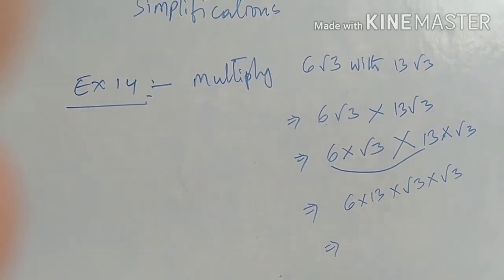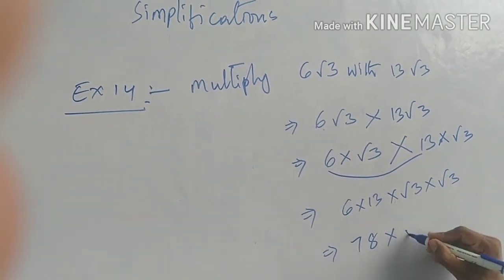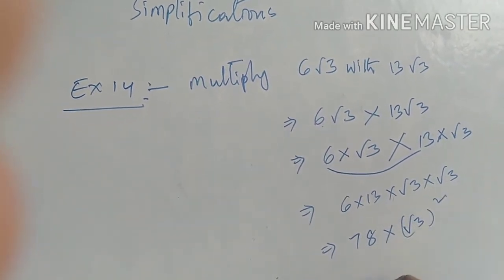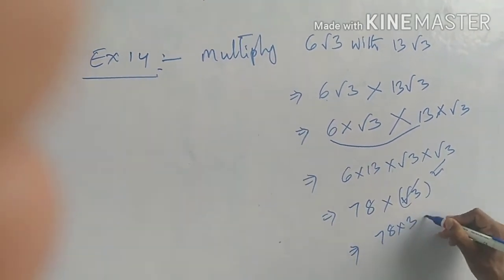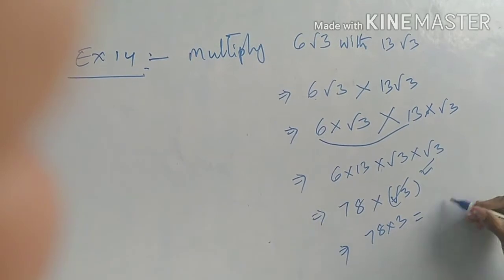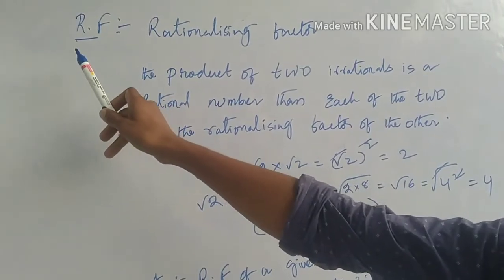6 into 13 is 78, into root 3 whole square. Square and root cancel. 78 into 3 is equal to 234, which is the final answer.